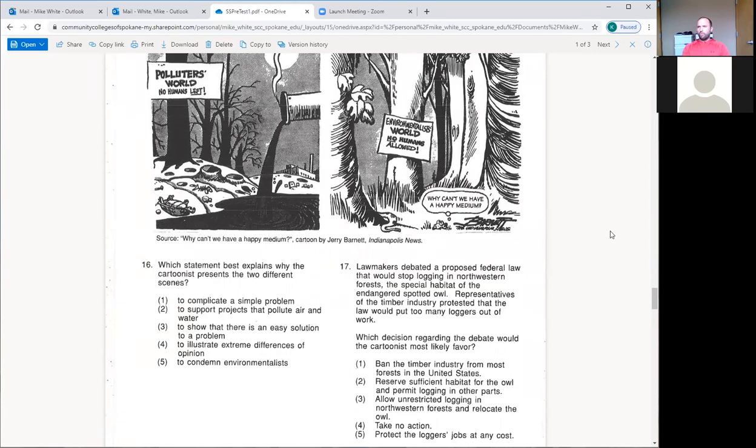So in other words, which of these options does it seem like this cartoonist would favor based on the opinion that they hold, right? Which we can tell is somewhere in the middle, right? Because the caption and the name of this picture is, why can't we have a happy medium? So this cartoonist is probably looking for some kind of compromise. So let's look and see which of these 5 options best matches up with that.